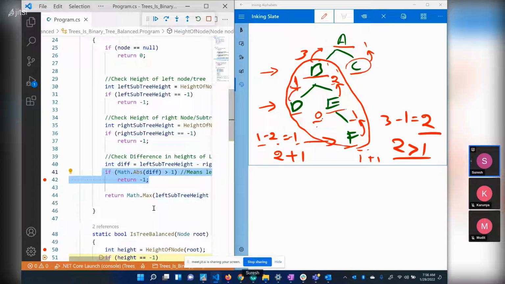So instead of returning the height, which should be 4, right? I'll get the maximum, 3, plus 1, that is 4. But instead of returning 4, you will get minus 1 because of this condition.